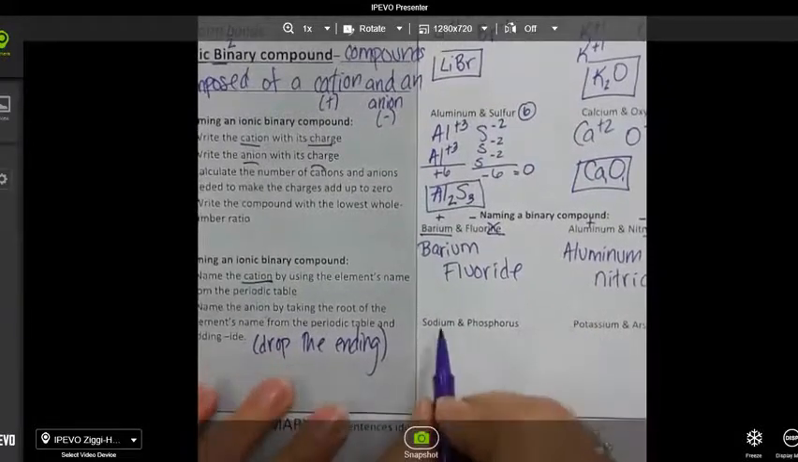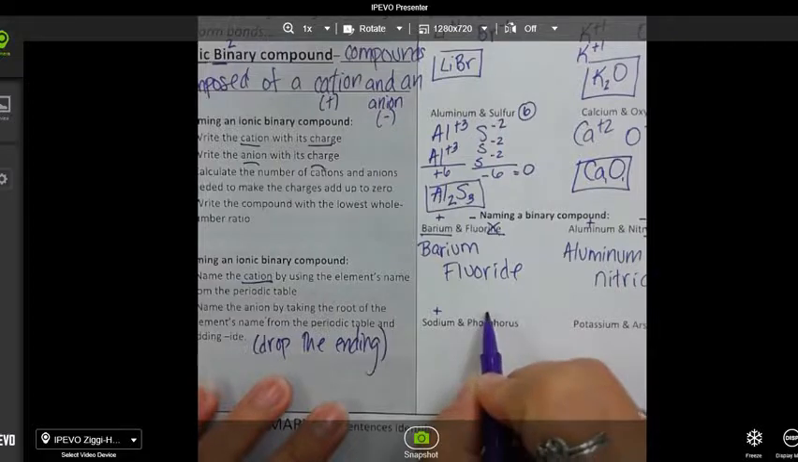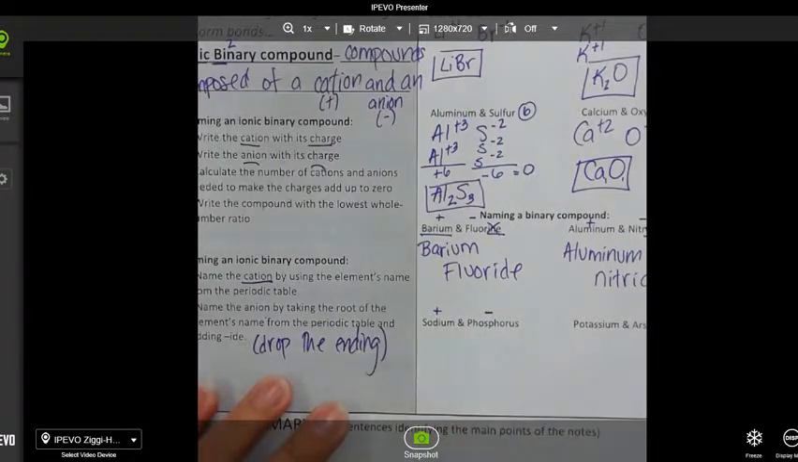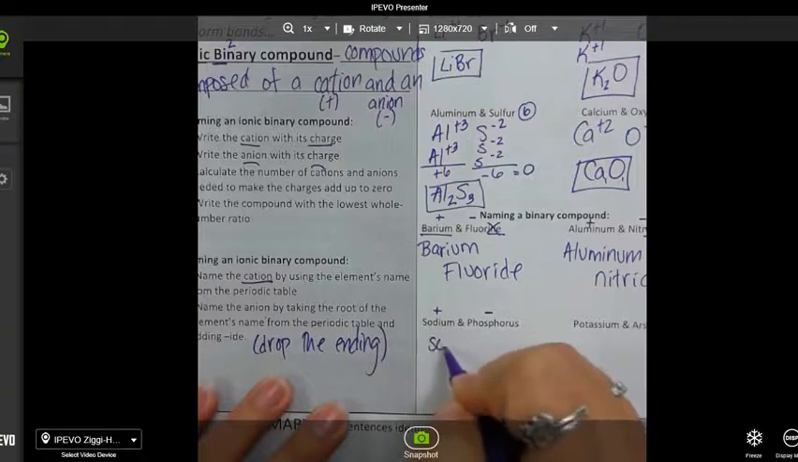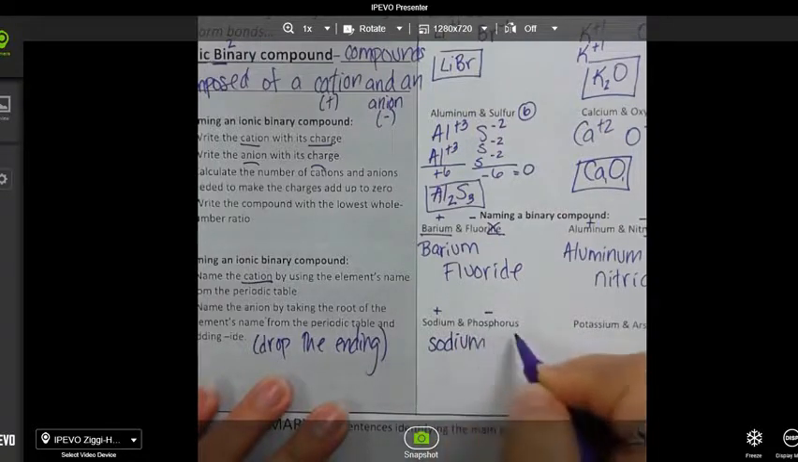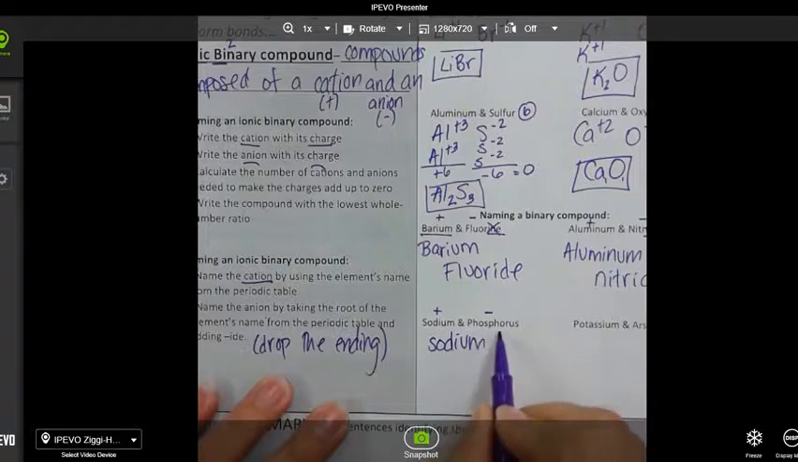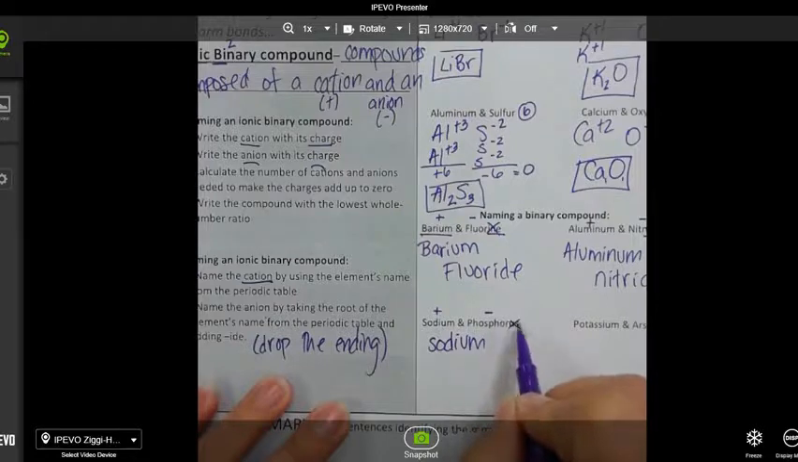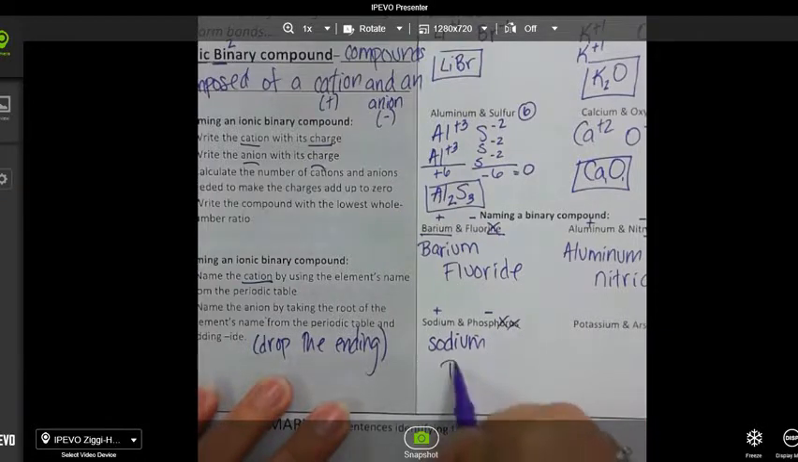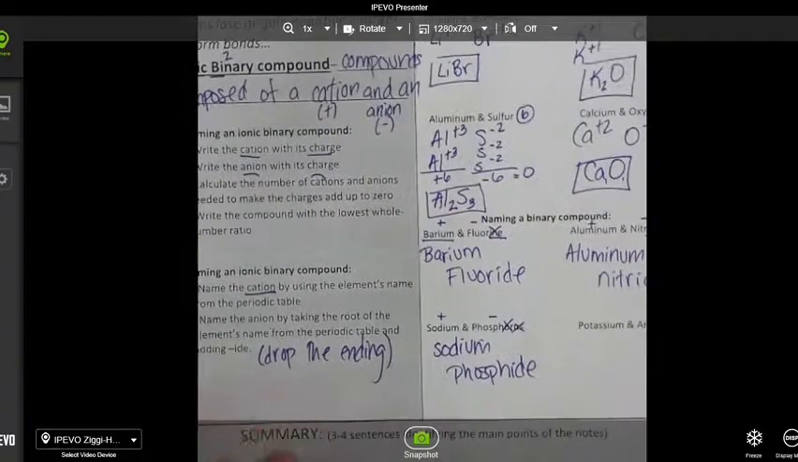Sodium and phosphorus. Sodium is our cation. It's a member of group 1. Phosphorus is our anion. It's a nonmetal, so that helps. Sodium keeps its name since it's the cation and the metal. And phosphorus is not going to become phosphoride, because most people would assume we would drop the us. We're actually going to drop the orus as well, so it becomes phosphide. And if you were to write phosphoride on a test or a quiz, I'm not going to take off points. I get it. But phosphide is the actual correct way to write it and to name it.